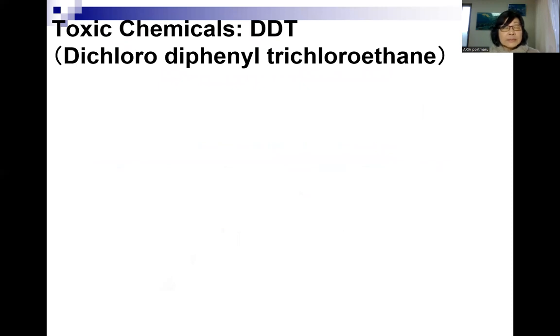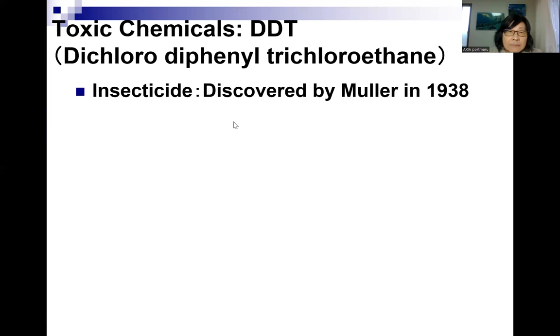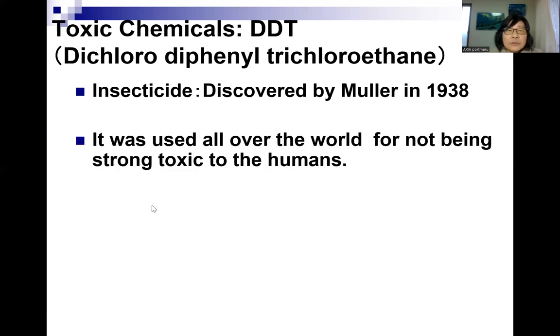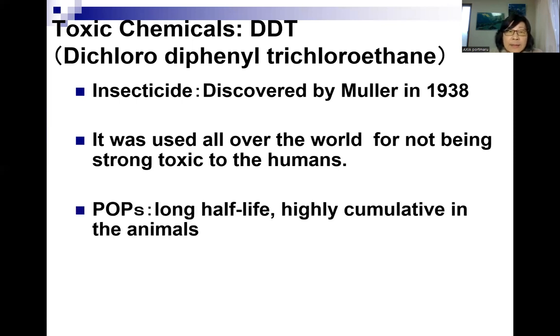So now let's take a look at toxic chemicals, DDT. DDT is the abbreviation for dichlorodiphenyltrichloroethane. Very long. So that's why we call it DDT. DDT was used as an insecticide. It was discovered by the German Müller in 1938. And it was used all over the world for not being strongly toxic to humans. But, to tell you the truth, it is very toxic to humans.